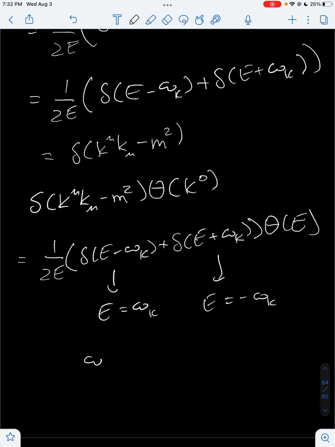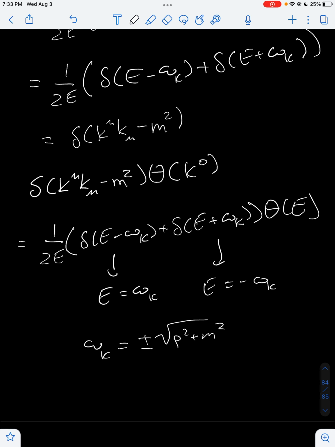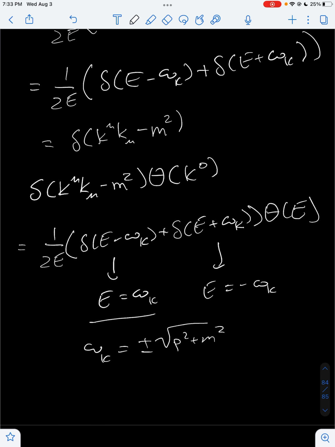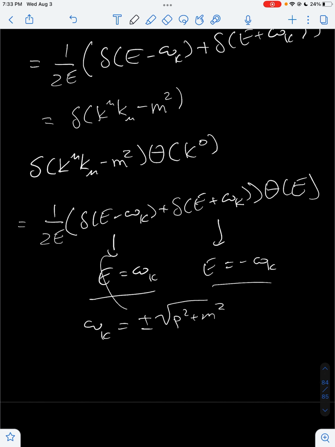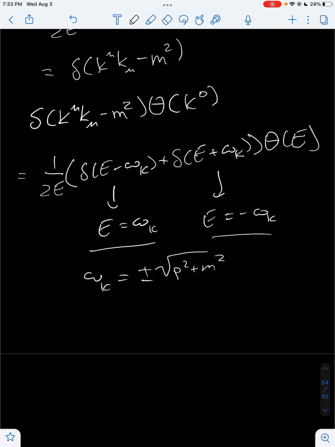And since omega k equals plus or minus the square root of p squared plus m squared, if we took omega k to be positive, for example, then this is positive and this is negative. If we took it to be negative, though, this is negative and this is positive. Let's choose it to be positive because it's simpler conceptually. So when our Heaviside function acts on this integral, it's going to delete that term.